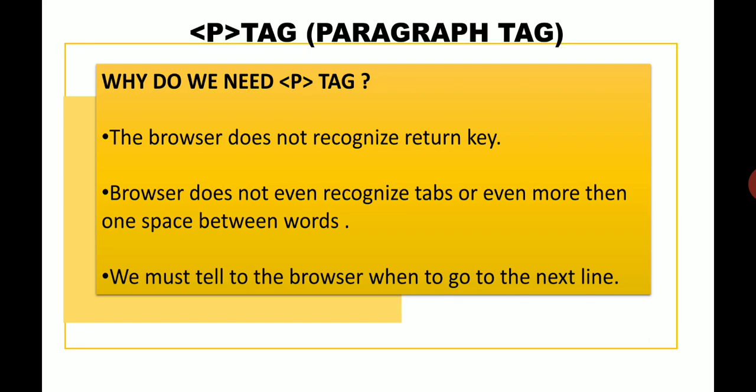Browser does not even recognize tabs or even more than one space between the words. Even the space key between the words, the browser does not recognize. We must tell the browser when to go to the next line. How do we tell the browser to go to the next line? By using BR tag. If you remember, we used it last week.